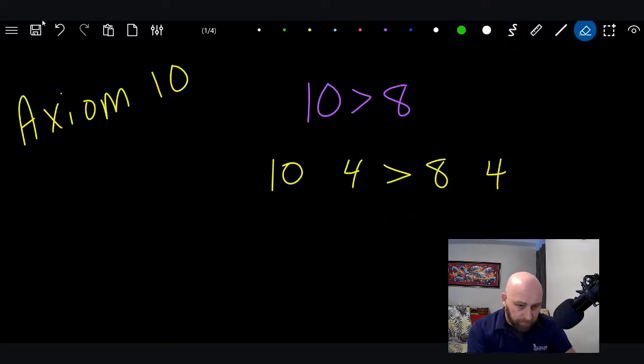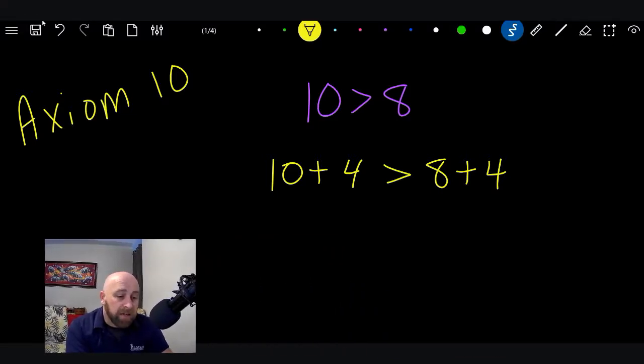Let's just change that to add now. 10 added to 4, or 4 added to 10, I guess better said, is 14. And we keep the sign the same, that's what the axiom says, is 8 plus 4 is 12. So there we go again, 14 is greater than 12, and we still maintain the 2-number interval right there. It is 2 digits bigger than 12, so 2 digits on the number line, for example, bigger.